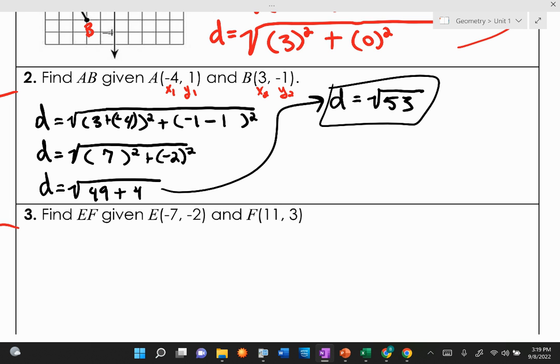Okay, now for geometry purposes, they won't always want your answer in radical form. There's a really easy way to figure out the rounded decimal number: use a calculator. Just make sure you can identify where your square root button is on the calculator, and you would just punch that in.